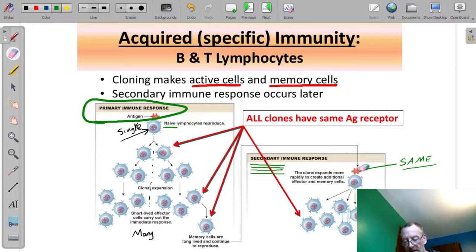So the next figure I want to draw is looking at B cells in particular. And B cells, remember, when activated, turn into plasma cells that produce antibodies. So that's the story that I want to talk about. So let's go to a blank page here.